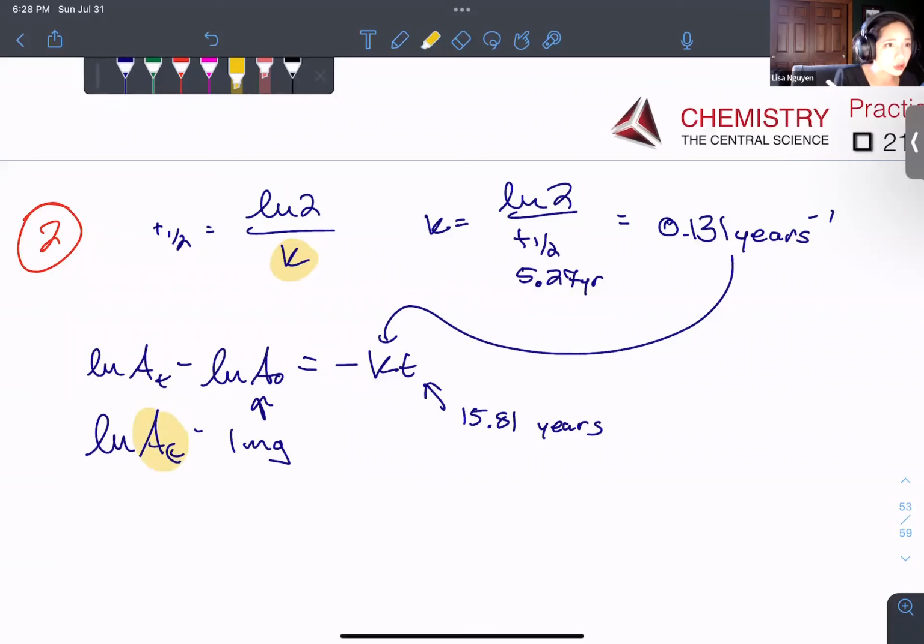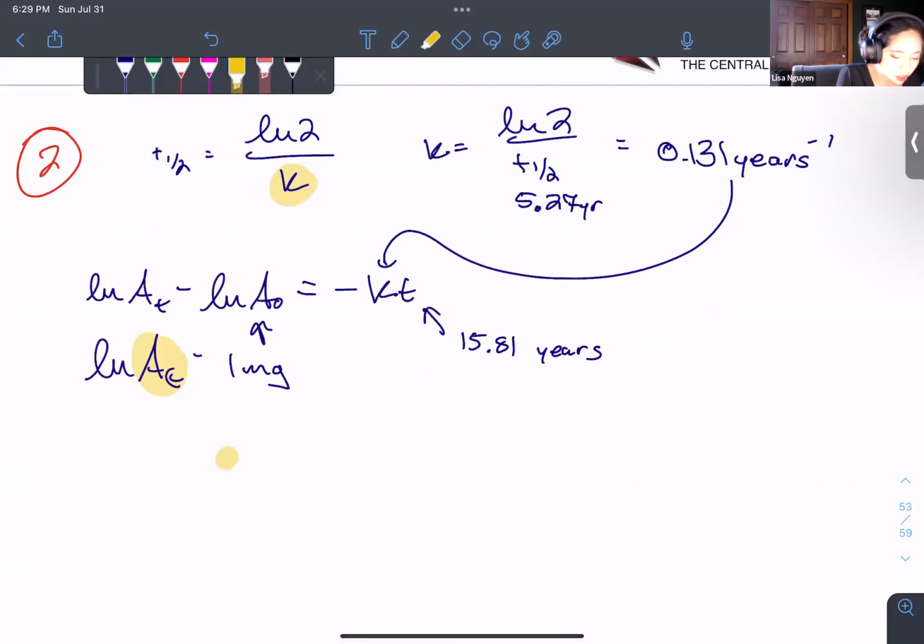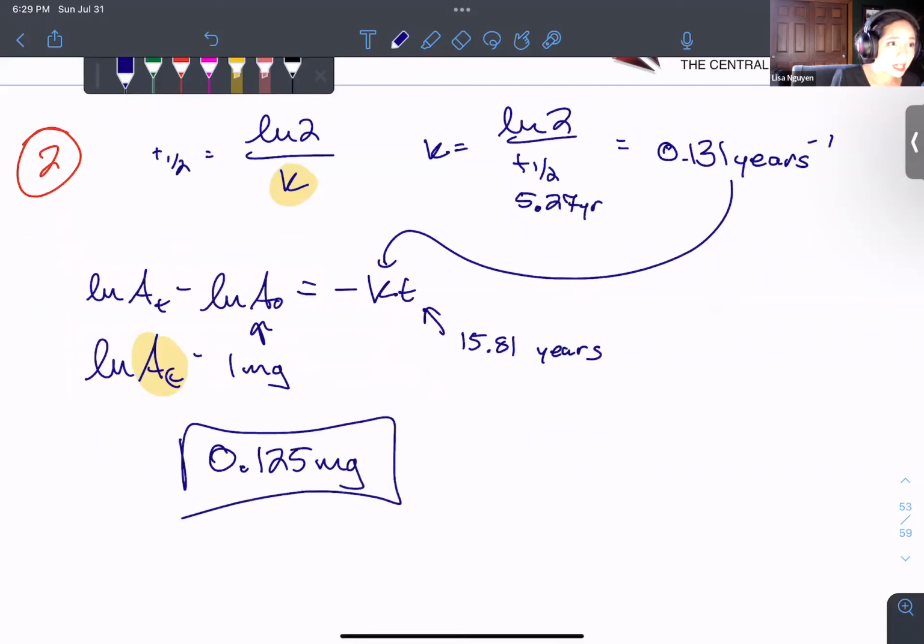So A subscript T. When you plug in all those things and solve for A subscript T, that's how much is left. And you actually get the exact same number. You can do this on your own and recognize that you get the same exact number. The great thing about this equation is, as long as you know K, your rate constant, you can plug in any number for T, the actual time elapsed, given the information in the question.